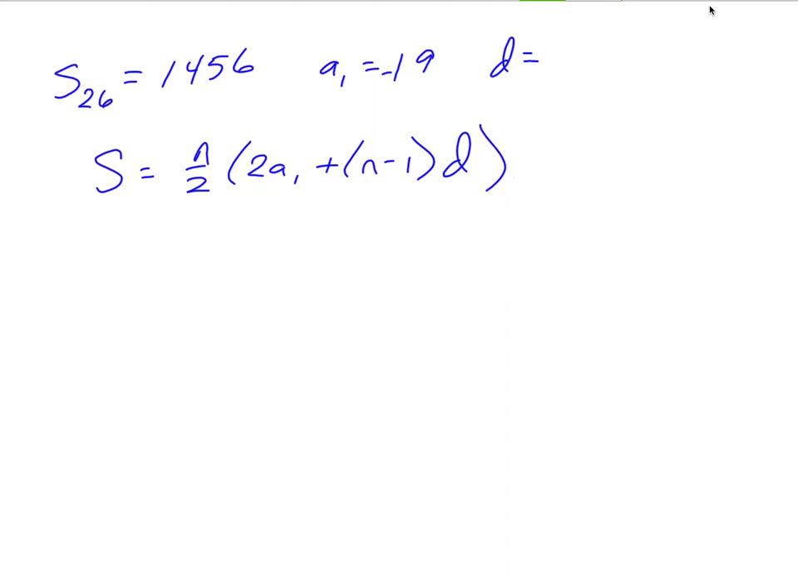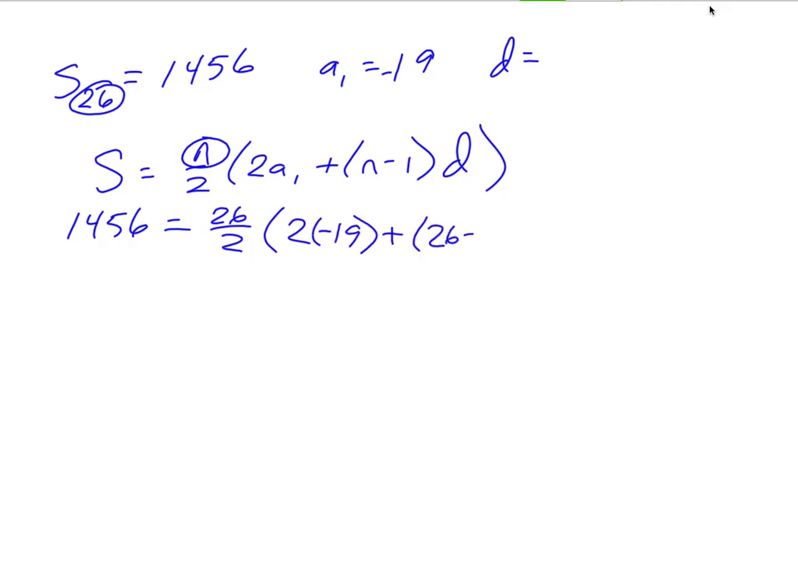Alright, so my sum is 1456. Do I know what n is? 26, yeah, because n is that right there, 26. A sub 1 is negative 19. And then the common difference is what I'm looking for.